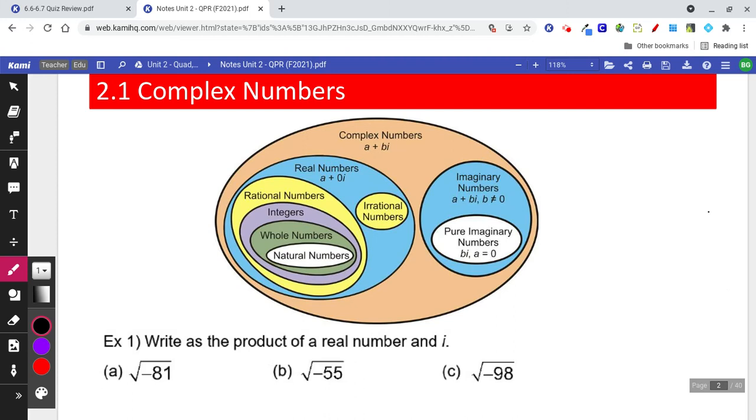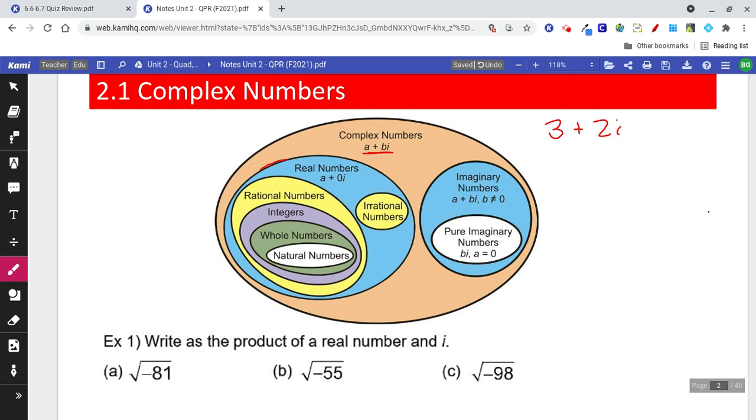2.1, complex numbers. Complex numbers are going to add in imaginary parts. It might have an imaginary part and it might not, but when we talk about complex numbers, usually we're talking about some sort of imaginary. So we've got this form a plus bi. There's going to be a real part, like just a plain old number like 3, and then there may or may not be an imaginary part.